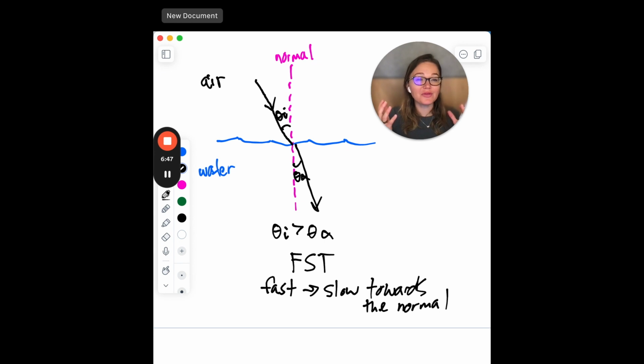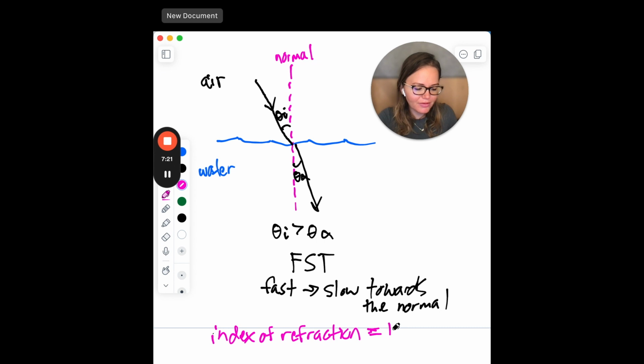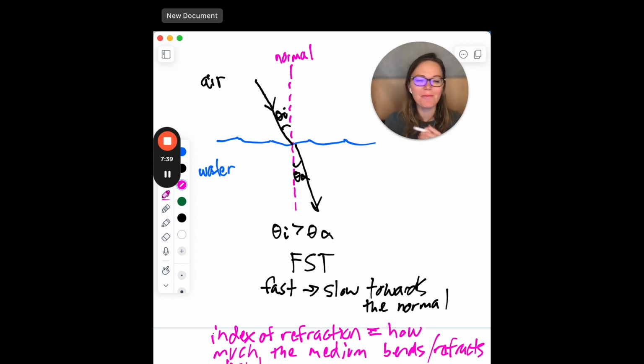And how do we represent how optically dense a medium is, which tells us how fast light travels through it? Well, we use something called the index of refraction. So the index of refraction is just a number that's going to tell us how much the medium bends or refracts light, or in other words, how optically dense the medium is. For example, the index of refraction of air, which we're going to call n, is always just going to be 1. So you need to remember that for the MCAT. You should just know that off the top of your head.